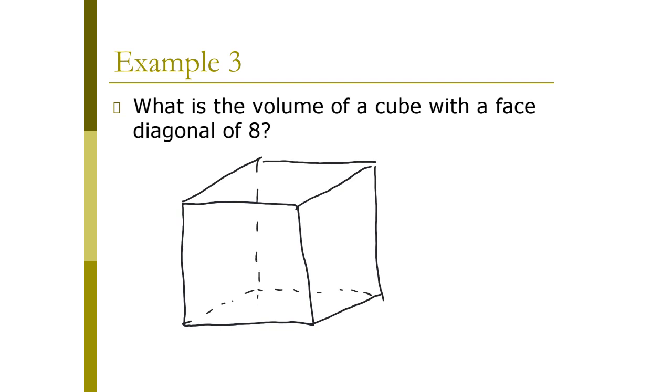Okay, there we go. There's our cube. Now, when they say a face diagonal of 8, they mean a diagonal on one of the outer faces, not through the prism, but on the face of it. So that's 8 right there. Now, if we remember, if it's a cube, it's a square face, right? They're all squares, 6 square faces.